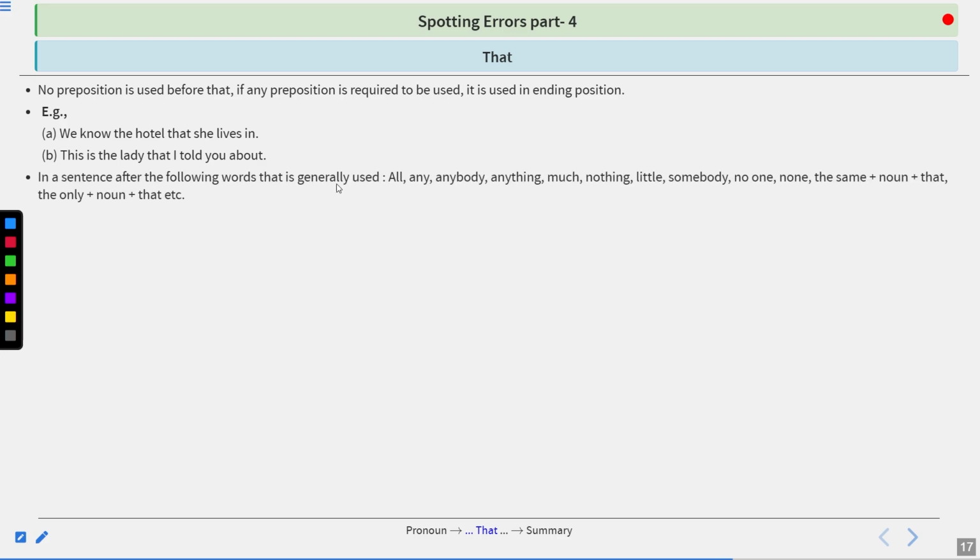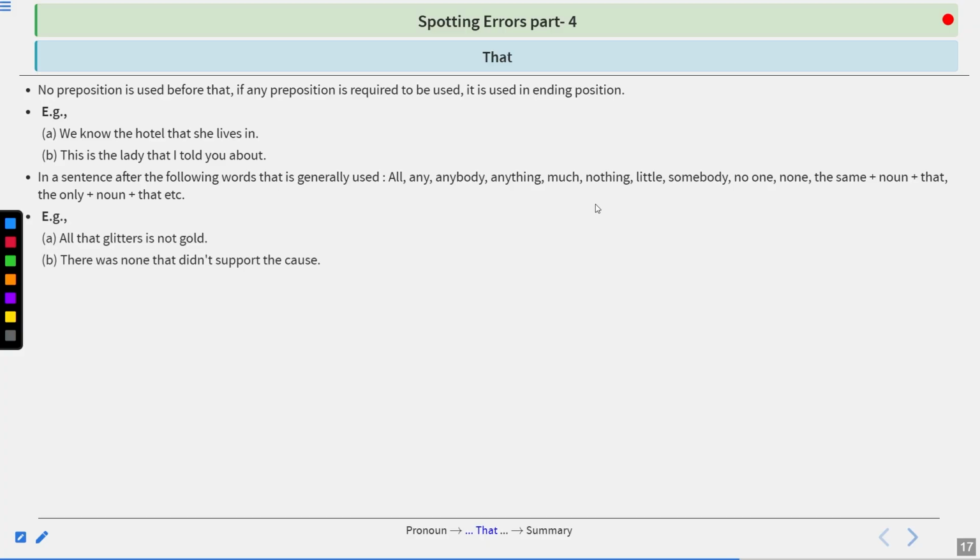After the following words, that is generally used. If you find these words as antecedents: all, any, anybody, anything, much, nothing, little, somebody, no one, none, the same plus noun, the only plus noun, etc., use that.